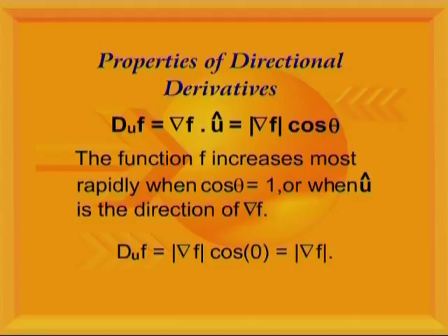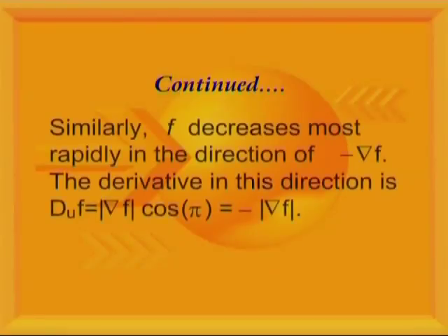and it is minimum when theta is 180 degrees. In that case cos theta is equal to -1, so that will be equal to minus magnitude of delta f.